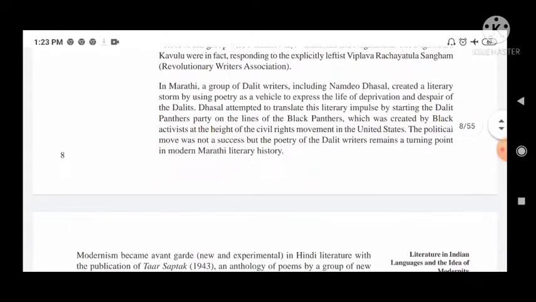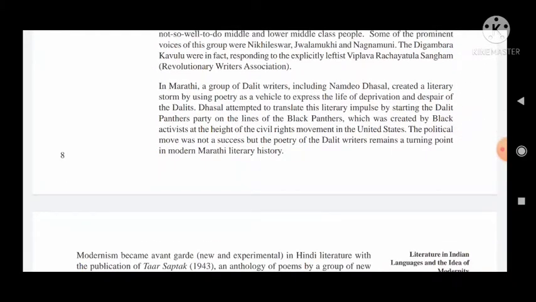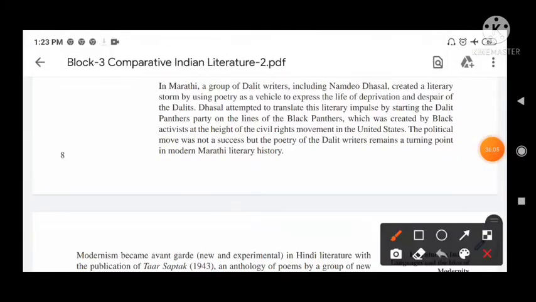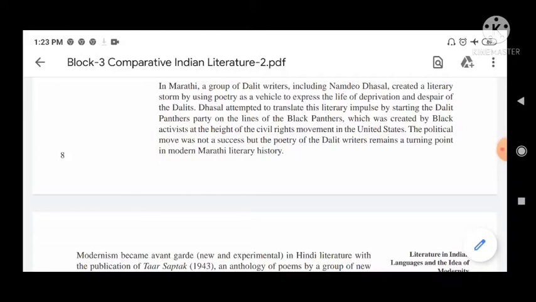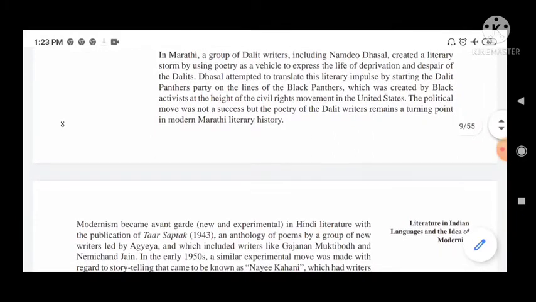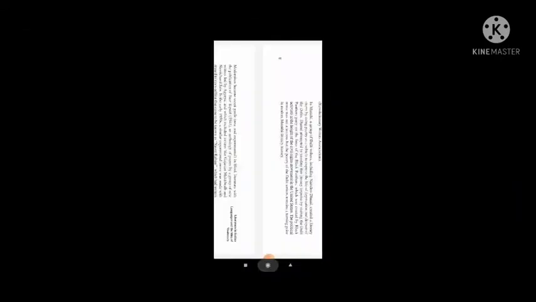In Marathi, a group of Dalit writers including Namdev Dhasal created a literary storm by using poetry as a vehicle to express the life of deprivation and despair of the Dalits. Dhasal attempted to translate this literary impulse by starting the Dalit Panthers Party on the lines of the Black Panthers, which was created by black activists at the height of the civil rights movement in the United States.